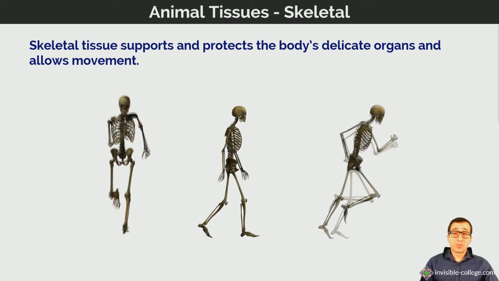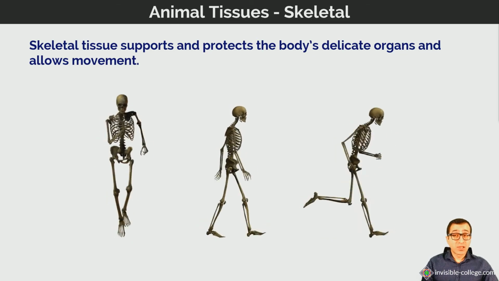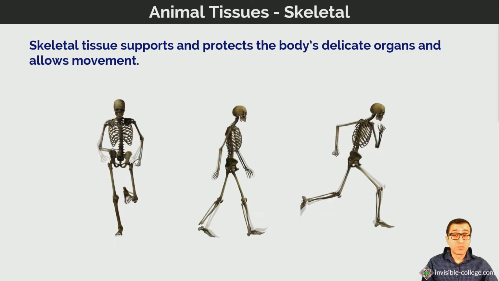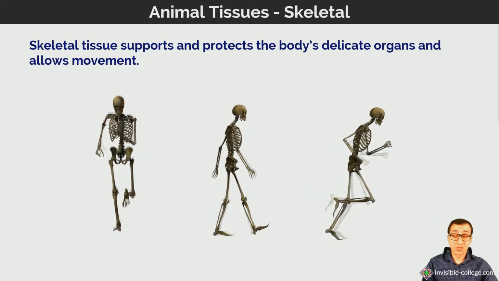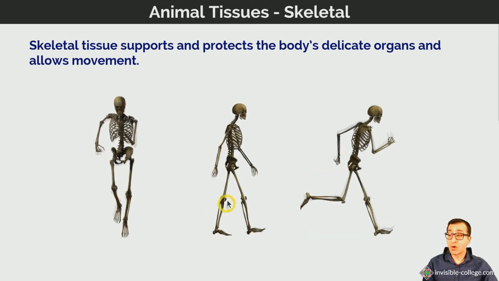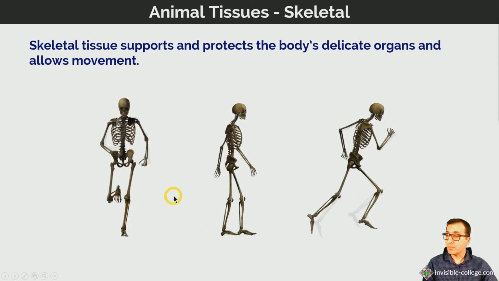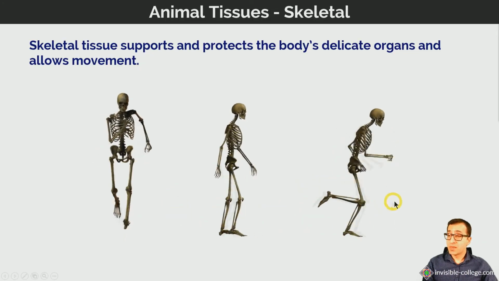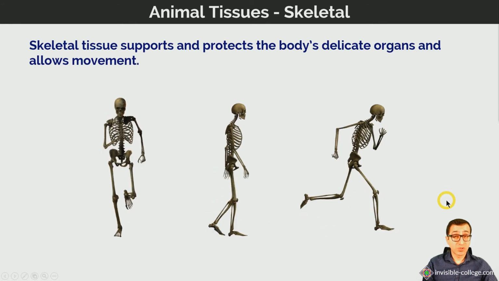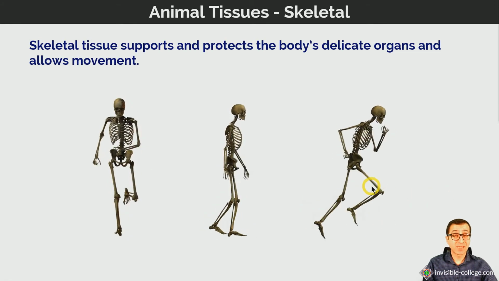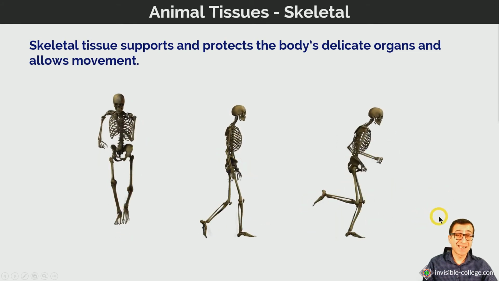So skeletal tissue supports and protects the body's delicate organs and also allows for movement because of the attachment of muscles to the ends of the bones of the skeleton. So very often we refer to the muscles and the skeleton and also various connective tissues that connect them together as the musculoskeletal system.